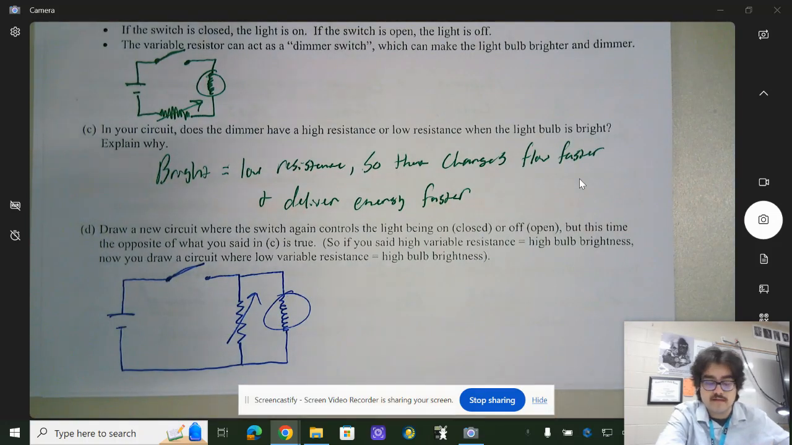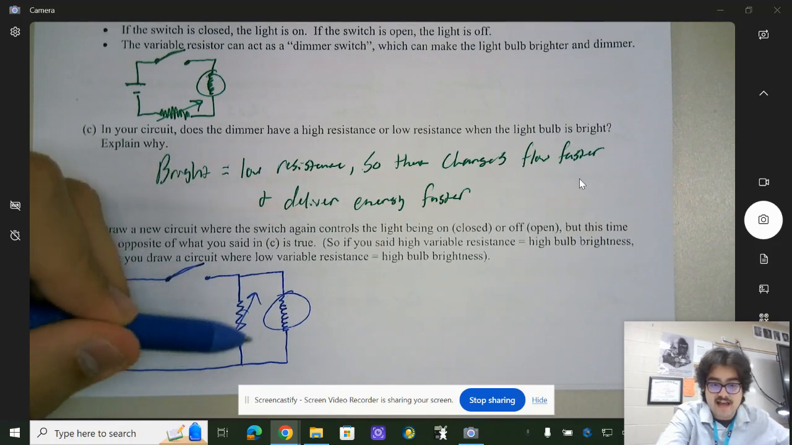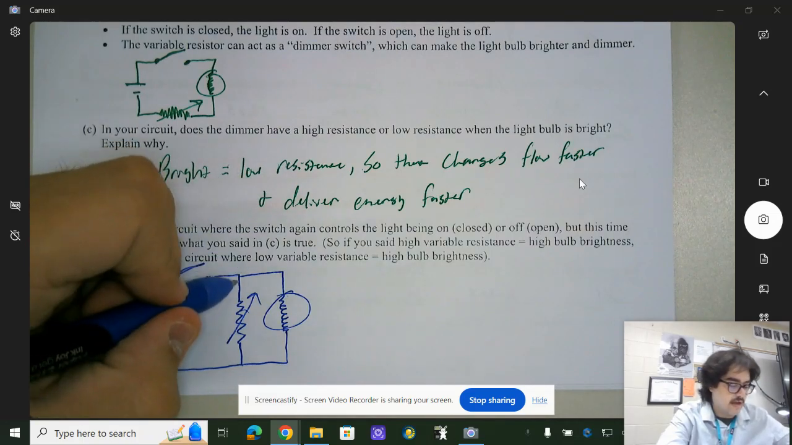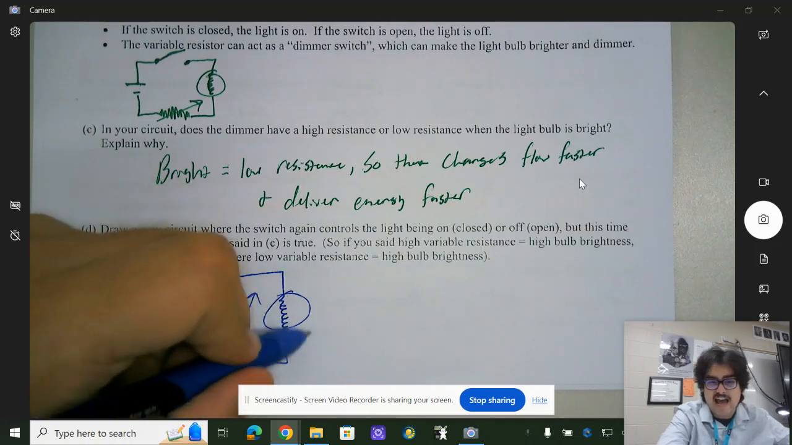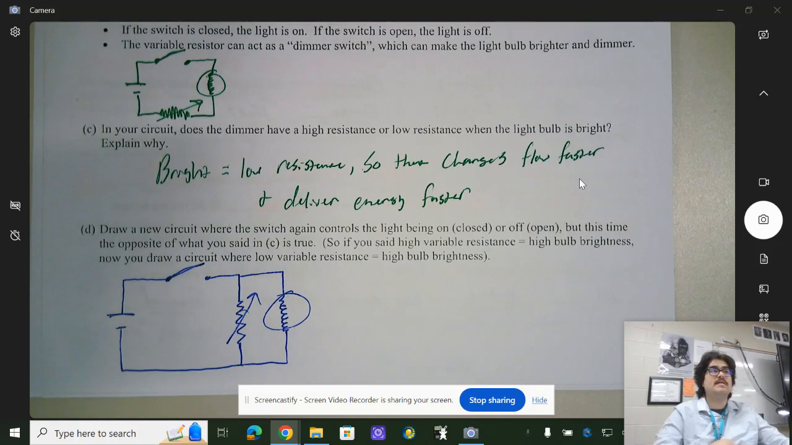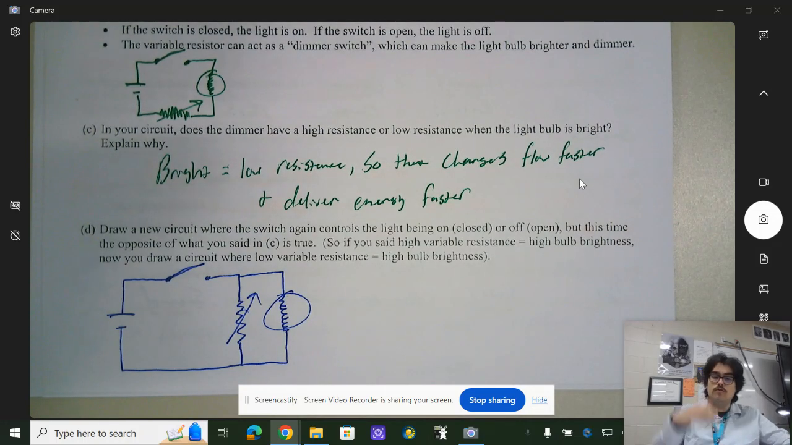Meanwhile, if you make this resistance really high, then they're going to look and see, okay, there's a lot of resistance here, but there's not as much comparatively here. So I'm going to go through the light bulb, which means more charges are delivering energy to the light bulb.